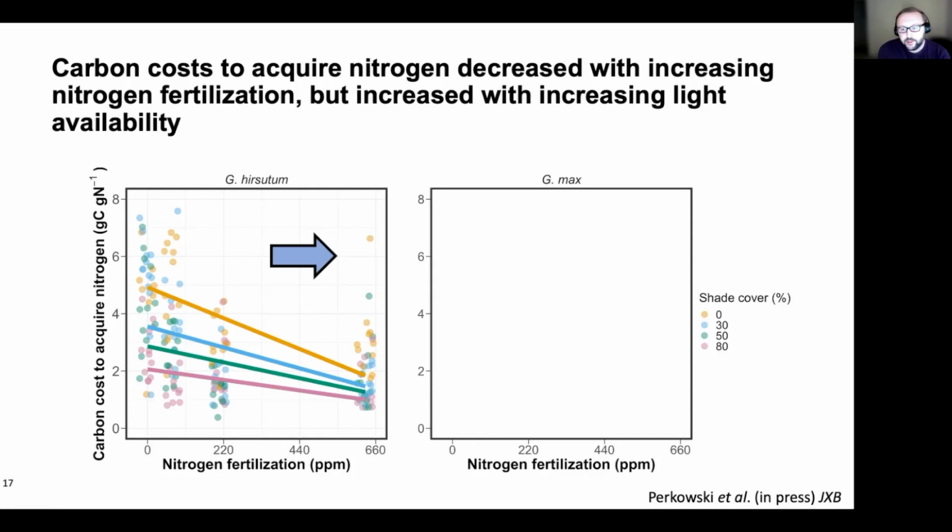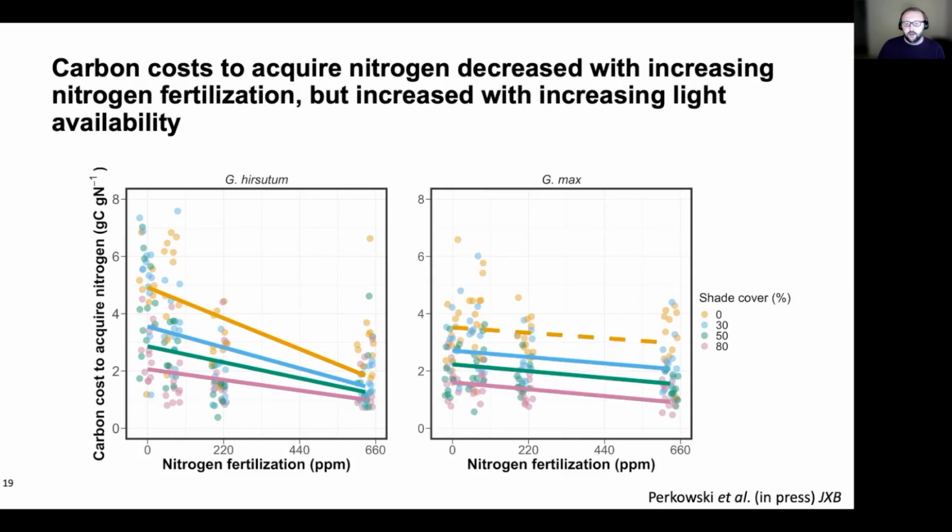So we found that nitrogen fertilization generally decreased carbon costs to acquire nitrogen in cotton, and that this pattern was observed regardless of light level. In all cases, we found that this was indeed the result of a larger increase in whole plant nitrogen biomass than root carbon biomass. Additionally, we found that light availability increased carbon costs to acquire nitrogen. And in all cases, this was indexed by a larger increase in root carbon biomass than whole plant nitrogen biomass.